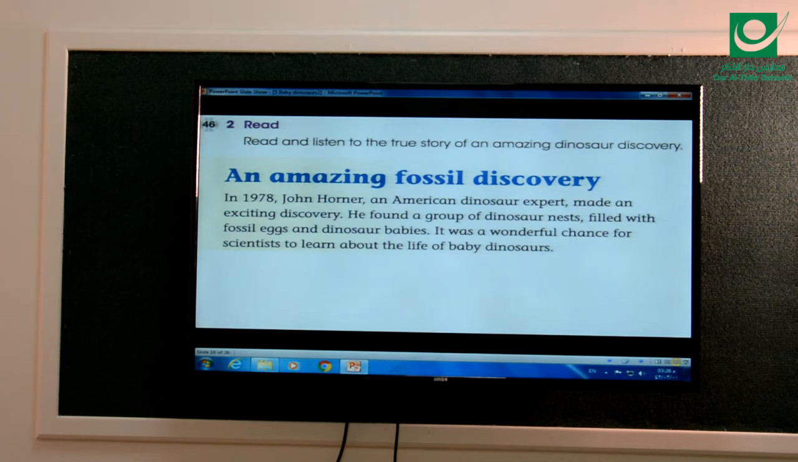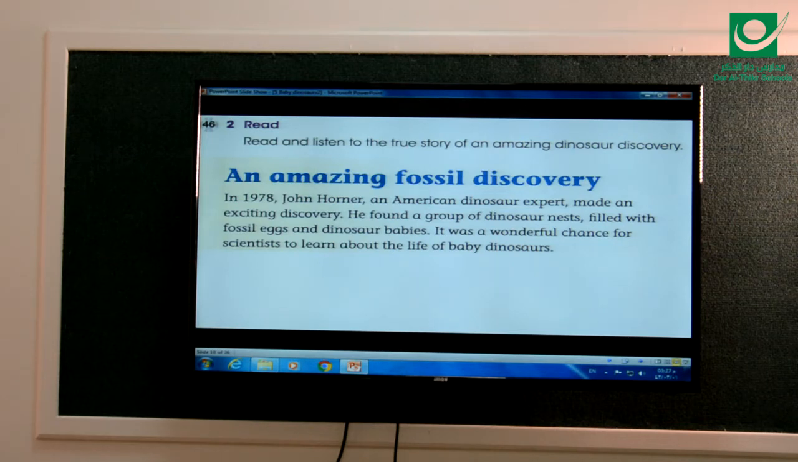Dr. Horner could tell that the babies were not new babies because their teeth were worn down. They had been eating food for quite a while. Their mother must have brought food to them in the nest, just as mother birds feed their babies today. Dr. Horner named the new dinosaur Maiasaurus. The name means good mother dinosaur. In another nest, Dr. Horner found smaller babies that had just hatched. Their legs were too weak to walk.